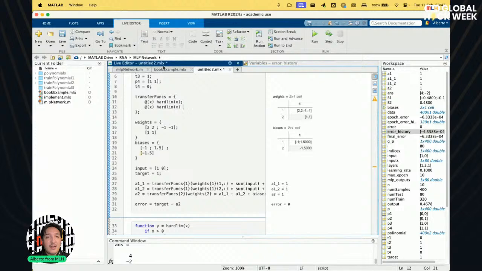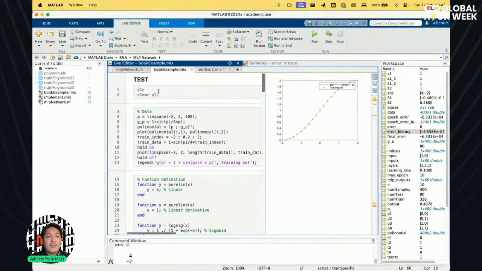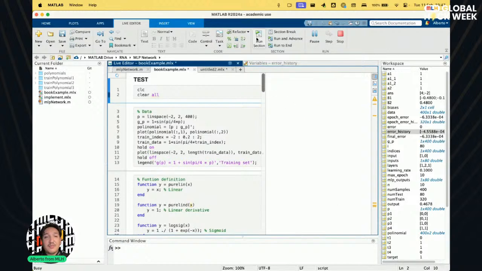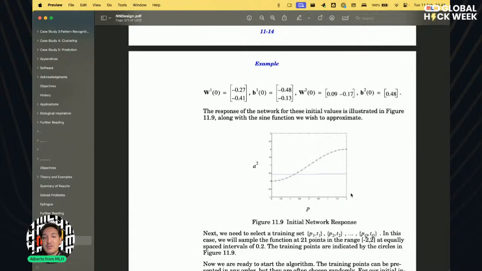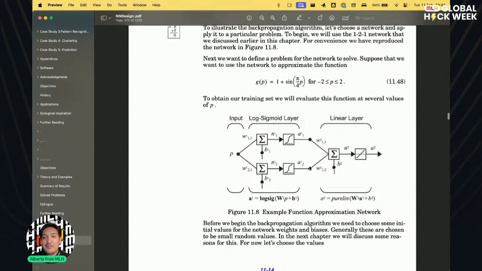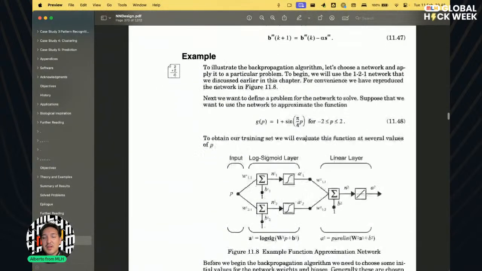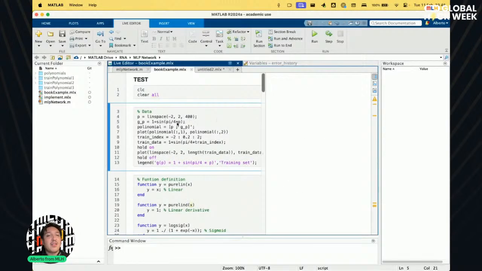I have it saved here. So first, let's clear the outputs, clear the variables, and let's prepare our data. We're going to create a linspace, which is a vector of 400 elements that goes from -2 to 2. That's the same as they're showing here, -2 to 2. Why 400? I can't remember if they mentioned something about that here, but hey, 400 is a good number.